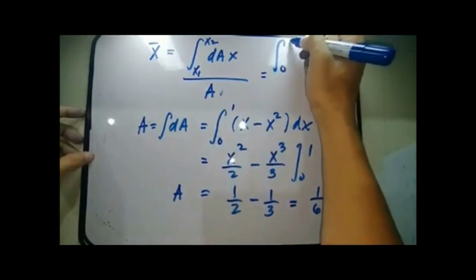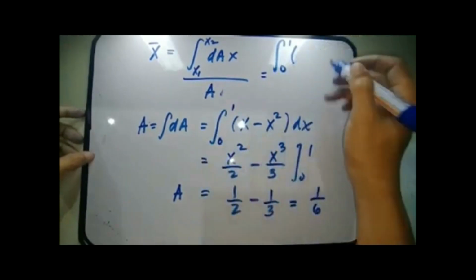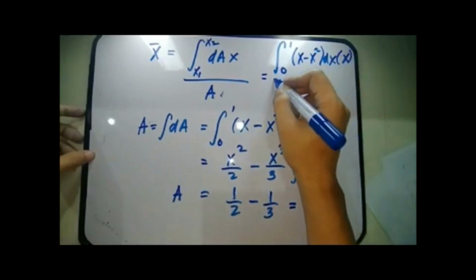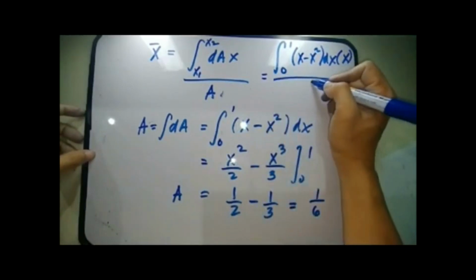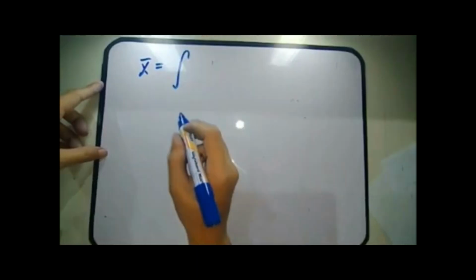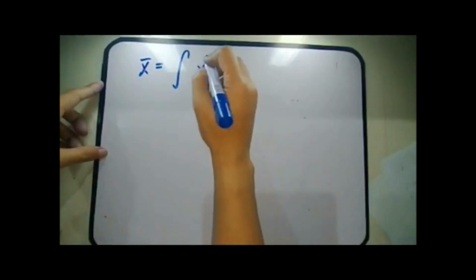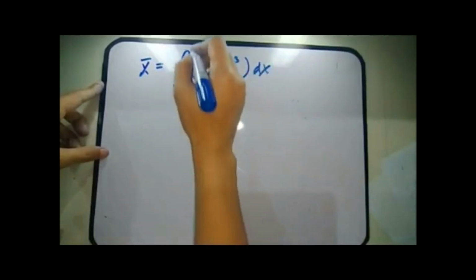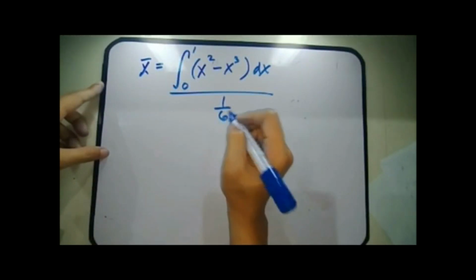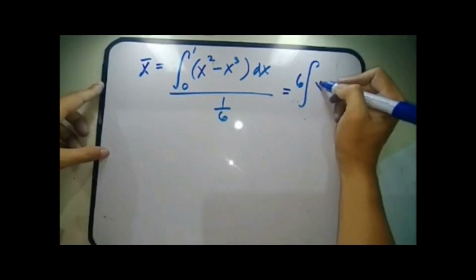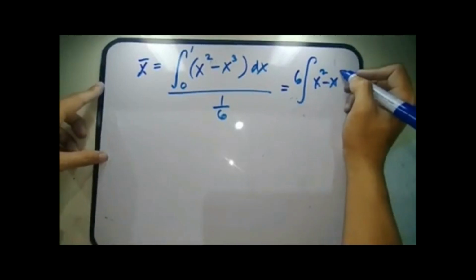So input lang natin sa formula. So that is x minus x squared dx times x all over area, that is 1/6. Then simplify natin guys. Makuha na natin yung x bar. So x bar equals, so yung definite integral, multiply natin yung x, that will be x squared minus x cubed dx from 0 to 1 all over 1/6. We have here 6 times the integral of x squared minus x cubed from 0 to 1.